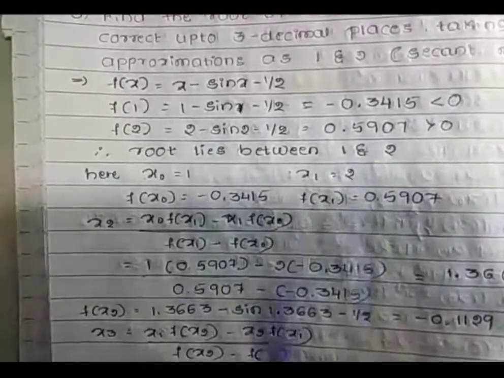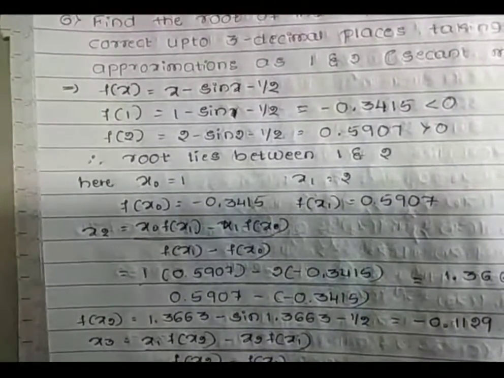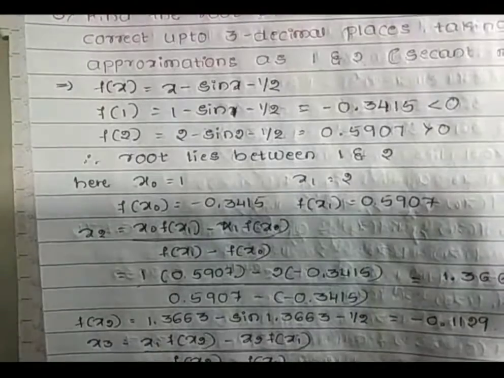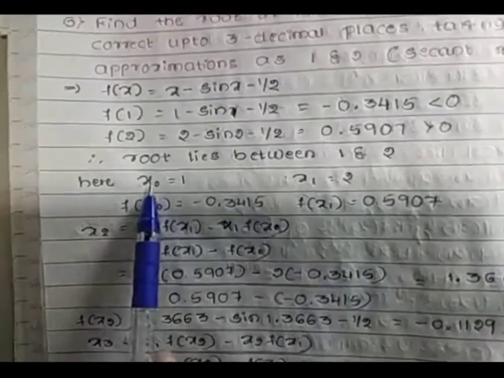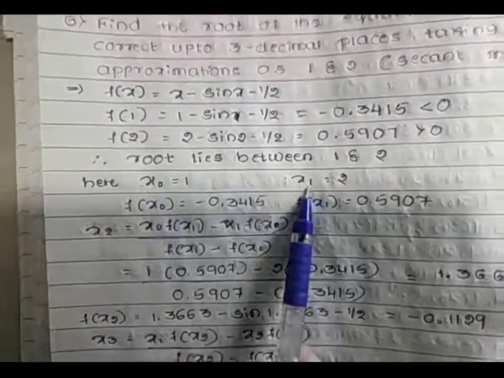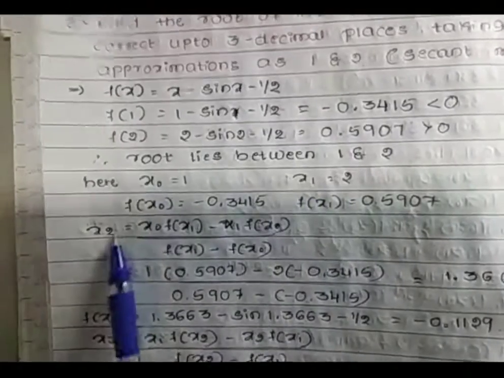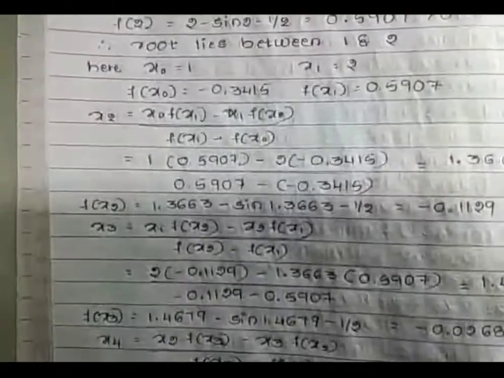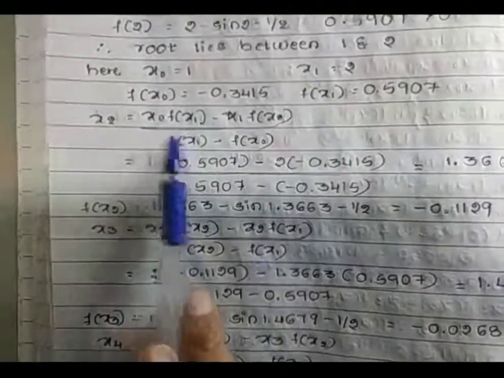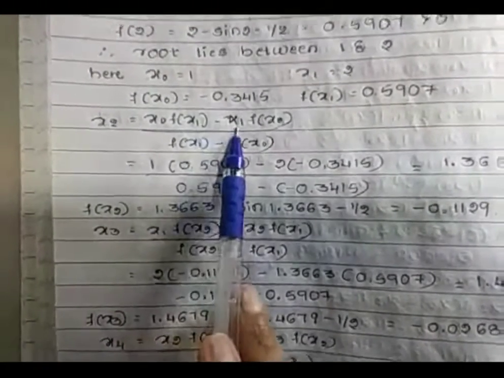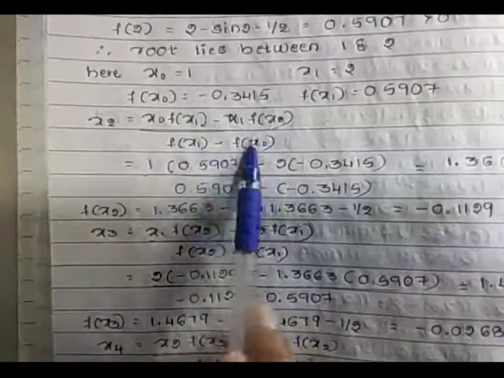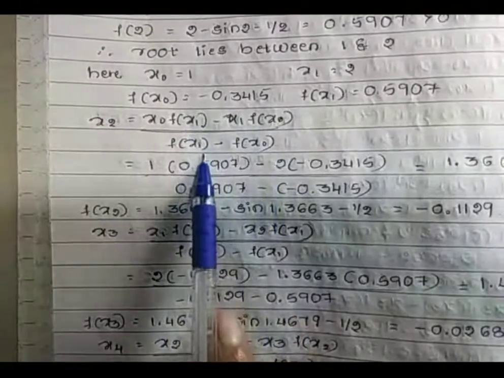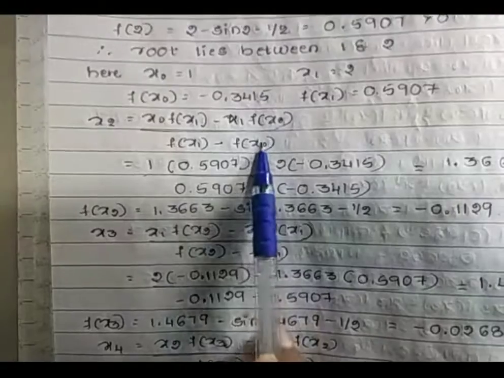So just mention these four values. Next we have to calculate, see, this is the first approximation, that is x naught. x1 means the second approximation. Next go for x2. Now the x2 calculation is based on the formula, that is x naught f of x1 minus x1 f of x naught, divided by f of x1 minus f of x naught.